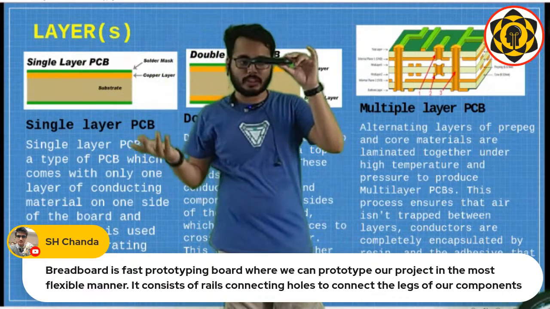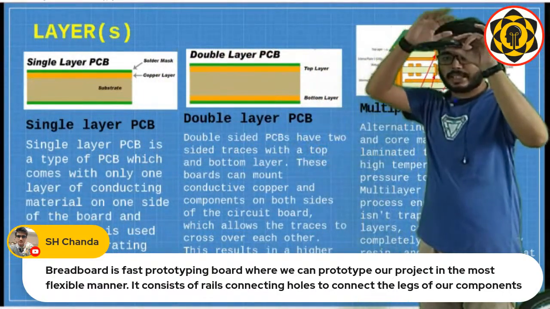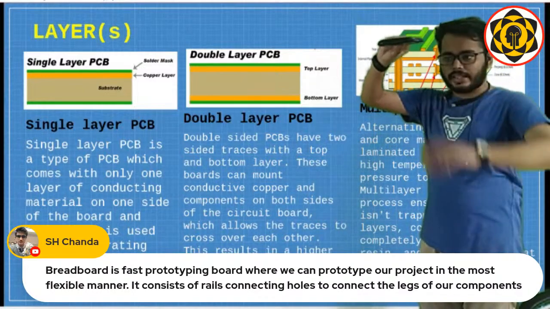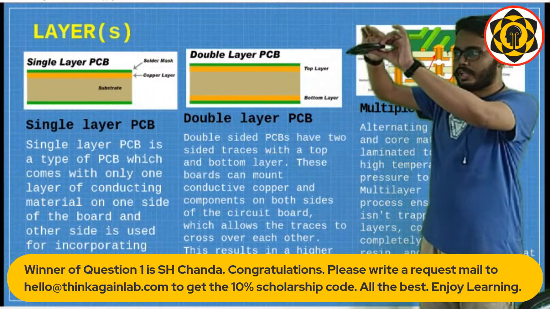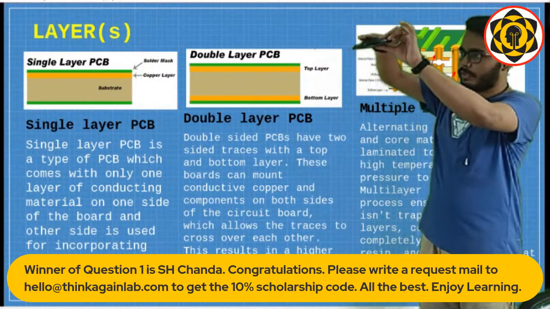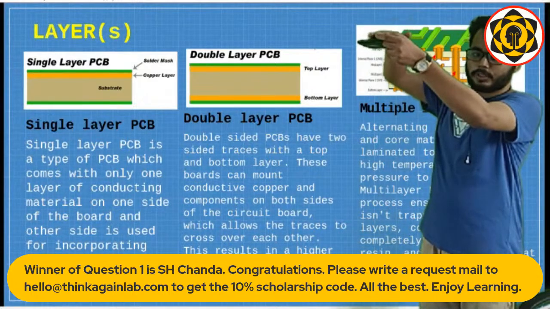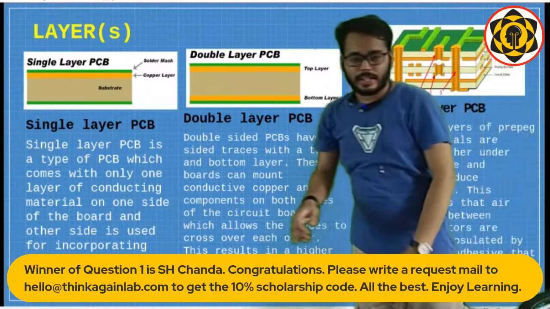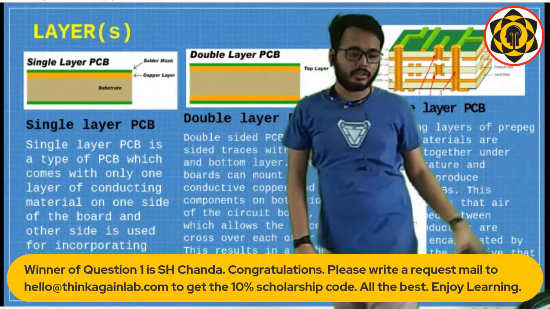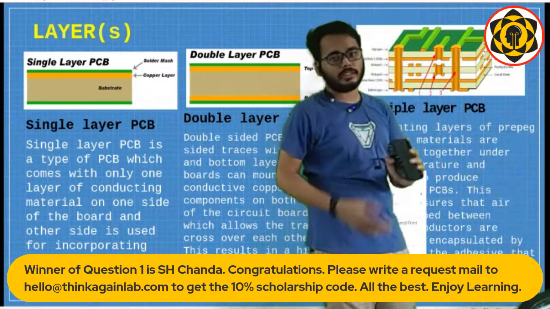Then comes the double layer PCB, as the name suggests. Double layer PCBs have the same thing. Again the insulation layer is in between, and then we have a copper layer and silk screen on top. Flip side, we have a copper layer and silk screen on the bottom. Same thing, a sandwich. And then on multiple layer PCBs, we have layers after layers after layers of the same stuff.